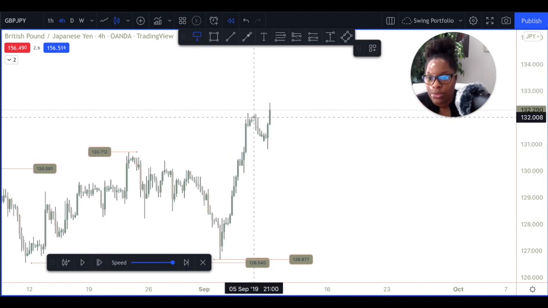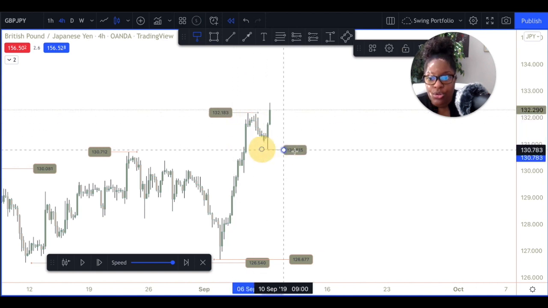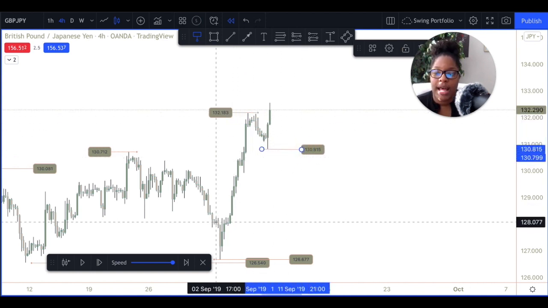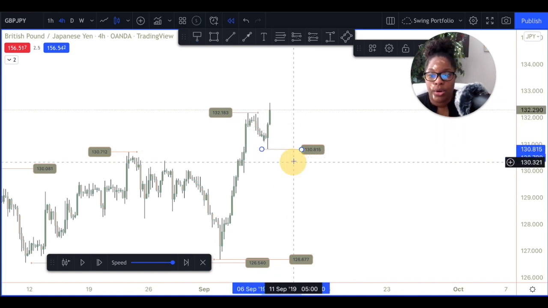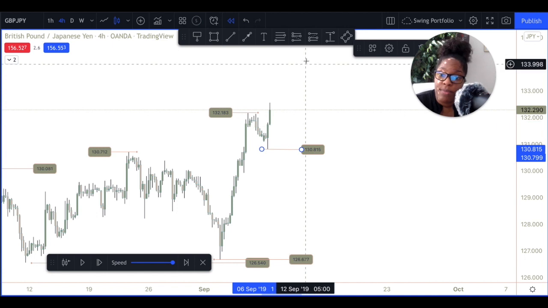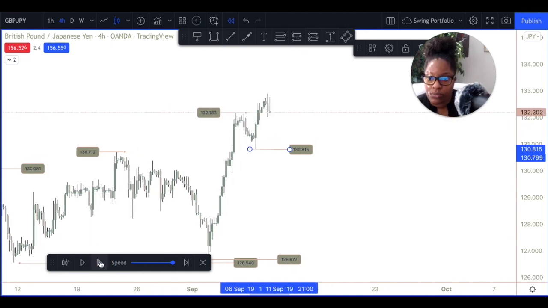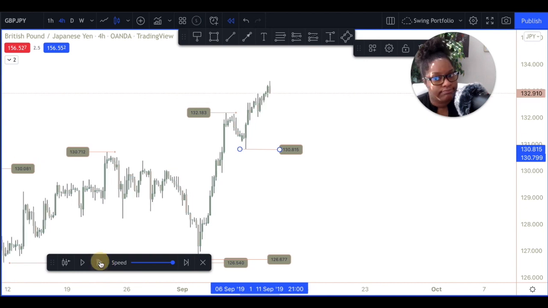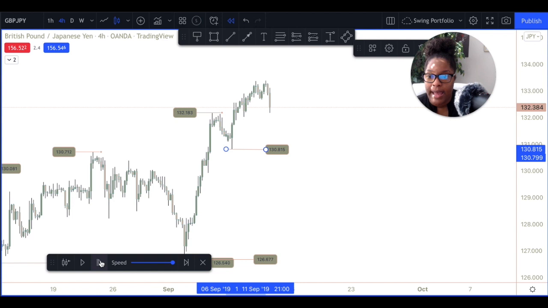Here we go. So, once again, do you see this as one move or two? I see this as two moves. I don't see this as one long move. It fluctuated. So can price stay above 130.815? Can we get a pullback to buy back up? Let's see. Come on. Okay, we're getting a pullback.